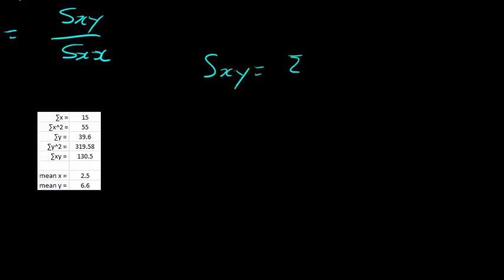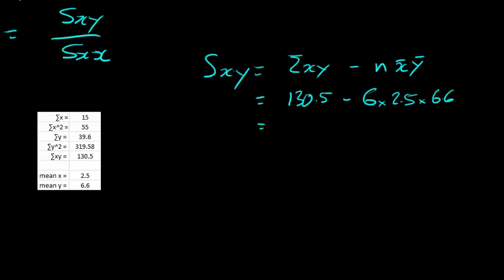sxy is sigma xy minus n x bar y bar. And obviously as you're doing this you are going to be putting your numbers into it, because we want to actually see these numbers. So that's going to be 130.5 minus n, and if I remember correctly there were 6 numbers in there because we had started at 0. So 6 times x bar, which is 2.5, times y bar, which is 6.6, and so this comes out to be 31.5.